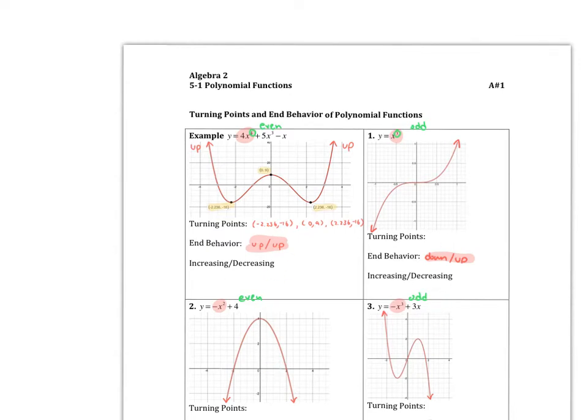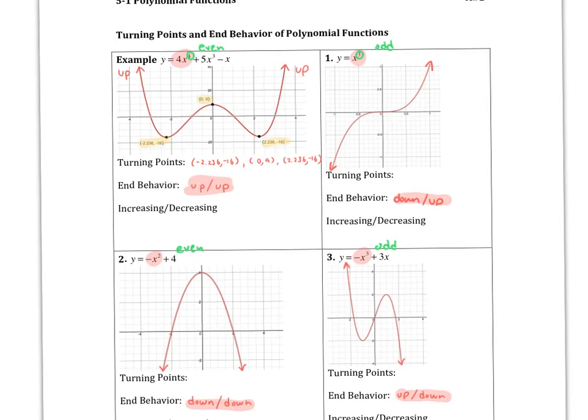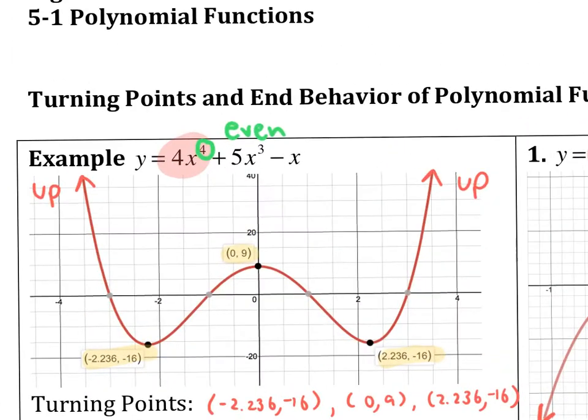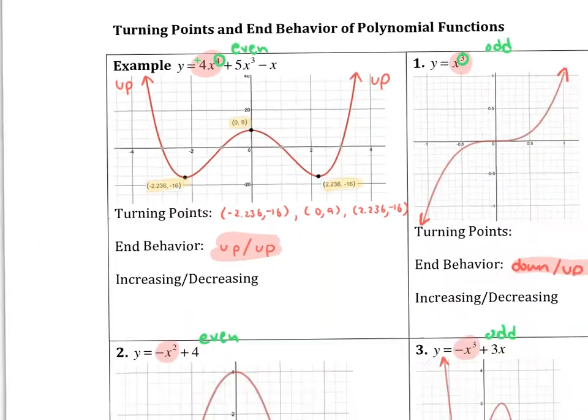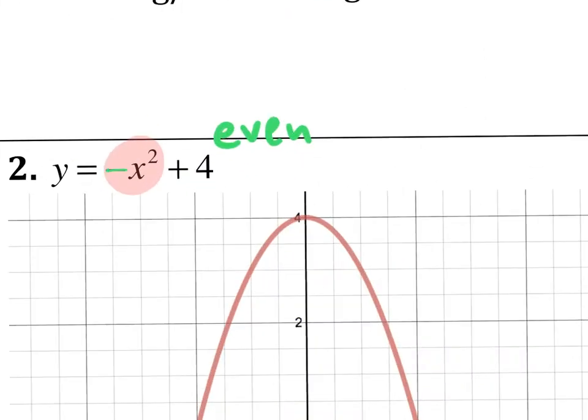Now, what's the difference between these two? Why is this one up, up, and this one down, down? Why is this one down, up, and why is this one up, down? Well, the key here has to do with the coefficient. Notice the coefficient on this one is negative, down, down. The coefficient on this one is positive, up, up. So first we consider that we have an even exponent, so they match. It's both up or both down. And then we look at the coefficient. So more specifically, this is a positive 4, and more specifically, this is a negative 1.